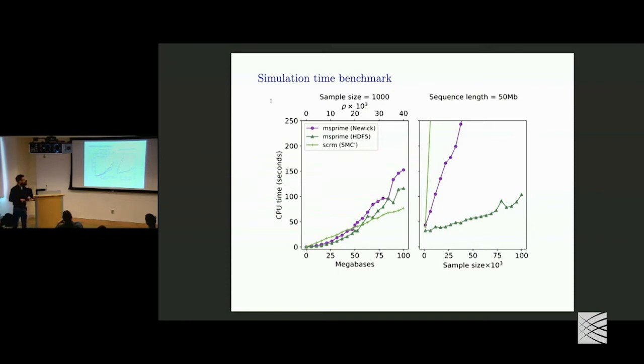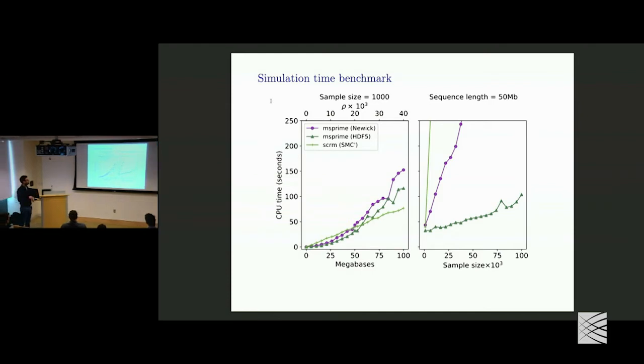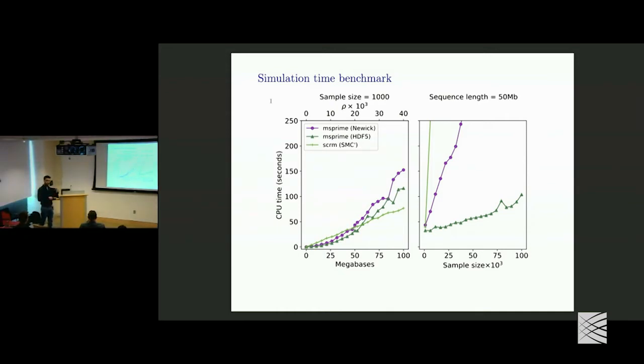So MSPrime is very efficient. I've shown here just a quick simulation benchmark comparing MSPrime to the fastest available coalescent simulator, which is Scrm. So what we've done here is, in the left-hand panel, we fix the sample size to 1,000, and then increase the size of the sequence we're simulating up to 100 megabases. And as expected, the time required to simulate using Scrm increases linearly, right? Because it's using the SMC approximation.